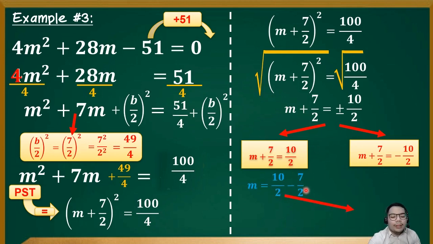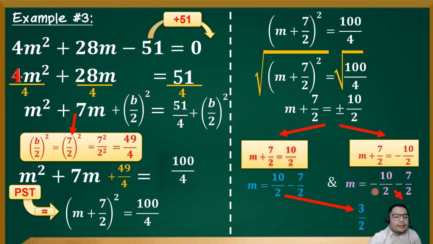On the first part, we subtract 7 over 2 from both sides, or we transpose it, so it becomes negative 7 over 2. So 10 minus 7 is equal to 3. One of the answers will be equal to 3 over 2. When it's a fraction, since the denominators are the same, we only subtract the numerators.